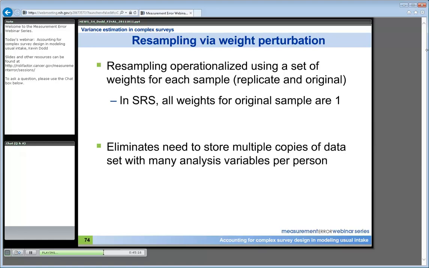And this feature, this idea of operationalizing resampling by messing around with the weights, eliminates the need to store multiple copies of a data set with a whole lot of analysis variables. You just have to add one additional weight variable per Bootstrap sample and a set of constant weights for the original or parent sample, and then you can use a weight-aware procedure, not necessarily fully survey-aware, but just weight-aware, to compute the Bootstrap estimates you need for estimating the standard error. And so you think of each set of these Bootstrap weights as a perturbed version of the weight set for the original sample, which were all 1.